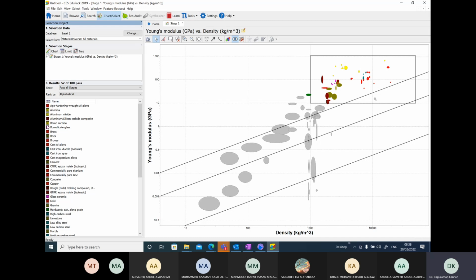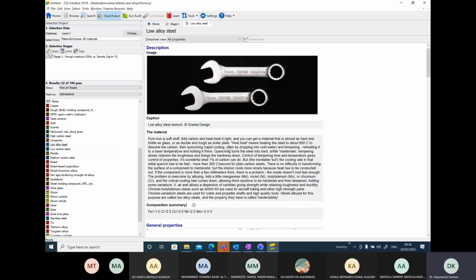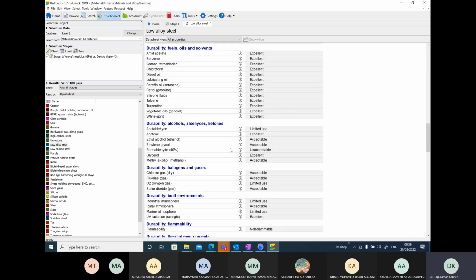On the left hand side, you can see many different materials. For example, within this box, if you are interested only in metals, you can go through. If you have access, maybe at a later stage, you can see here the data sheet. Right click on it, and for low alloy steels, it will display all the material properties.